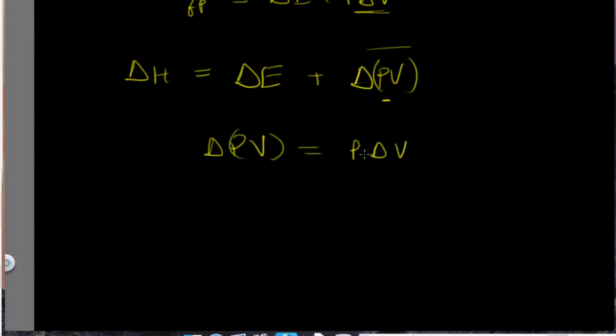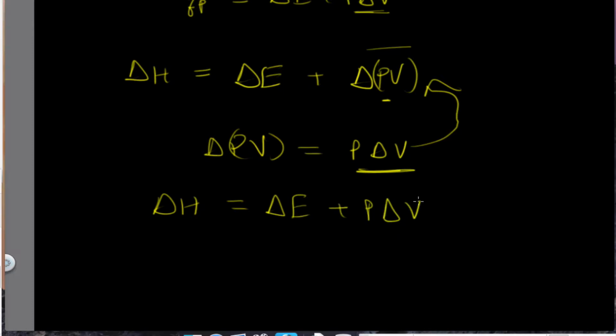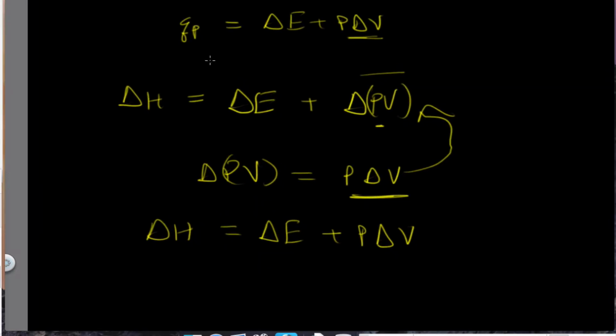And the reason these two are equal is because the pressure is constant, meaning any change that has to occur in this pressure volume has to be because of a change in volume. So delta PV is equal to P delta V. Okay, so then we can just substitute that into here. So delta H is equal to delta E plus P delta V. Right? So this expression is identical to what we established right here.